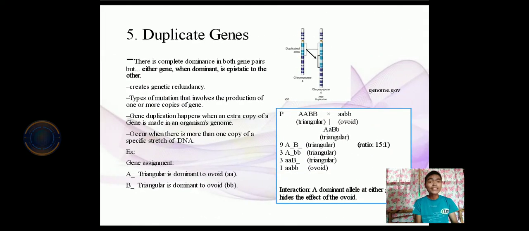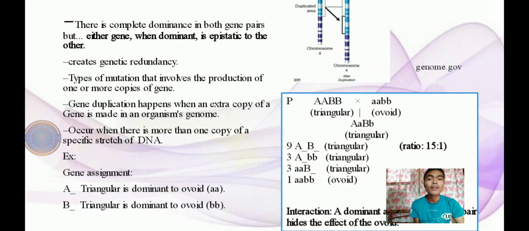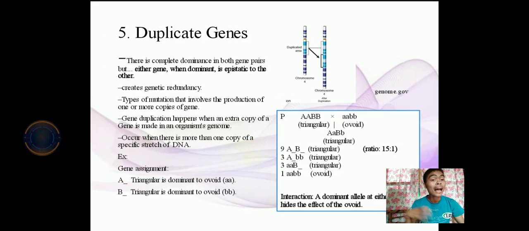Now, the duplicate genes naman, the concept there, either gene, okay, we will zoom, either gene when dominant is epistatic to the other. Again, if it is dominant, it will hide the effect of other. Example, the 9, there is a 9 dominant A and dominant B, which is referred to triangular. And kahit na may dalawa tayong homozygous recessive B, still the offspring or the product is triangular kasi yung dominant A, siya yung nagpapakita ng kakayahan na magtakip ng ibang kulay.